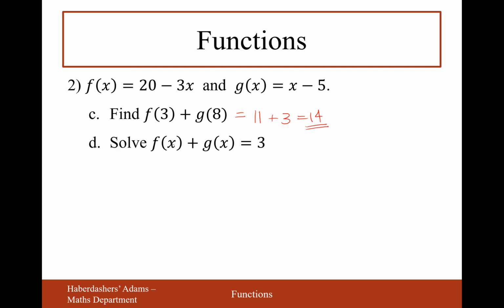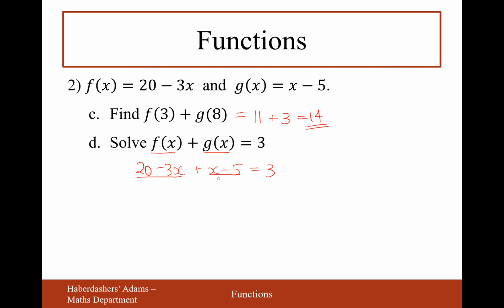When it says solve f of x plus g of x equals 3, let's write down what the f of x function is. Let's write down what the g of x function is, adding the two things together, and then setting the answer equal to 3. This thing here is equal to this thing here. This thing here is equal to this thing here. We have to add the two things together and set it equal to 3.